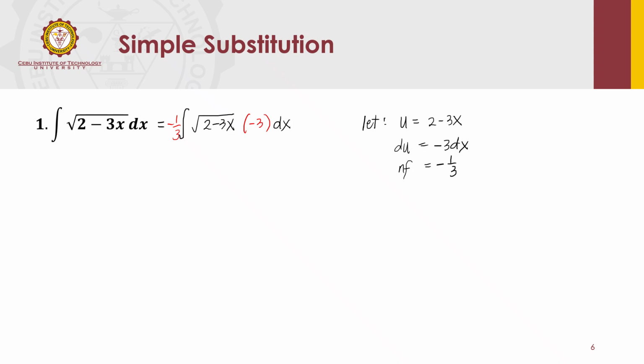So you can just summarize u and du, and identify mentally what the neutralizing factor is, and then proceed to the transformation part, transitioning from x to u. So it's -1/3, and the integral of this becomes now square root of u, and our -3 dx is our du.